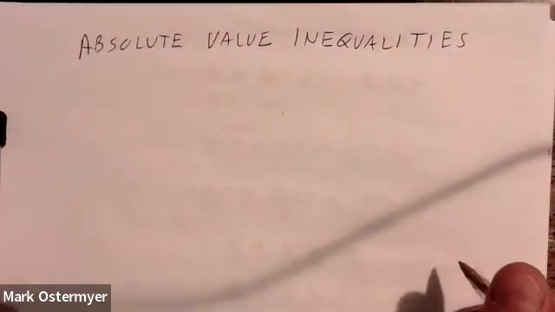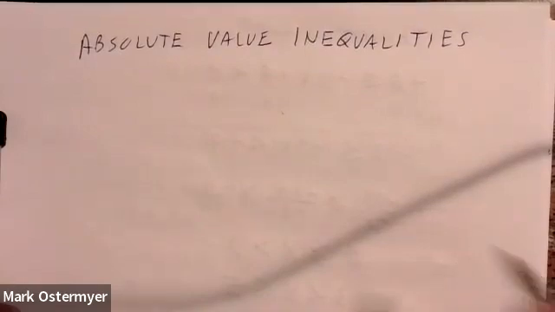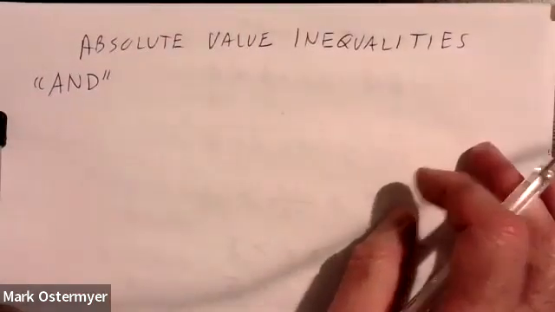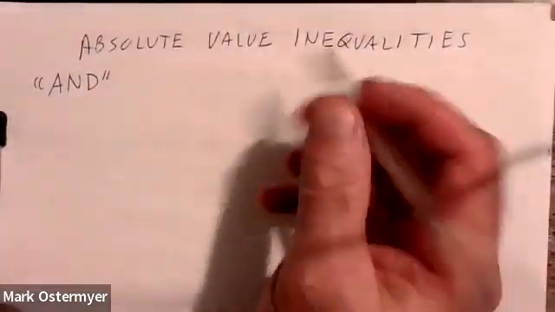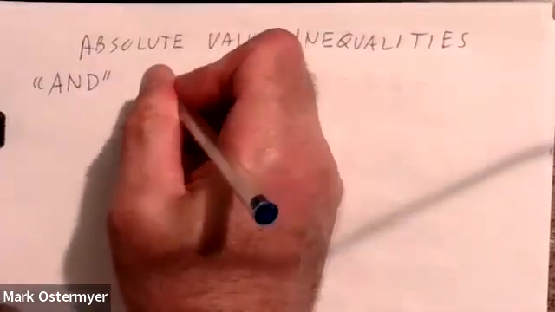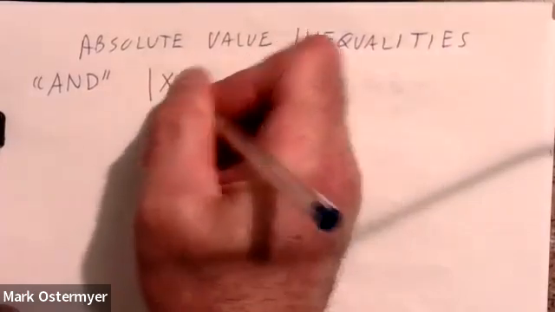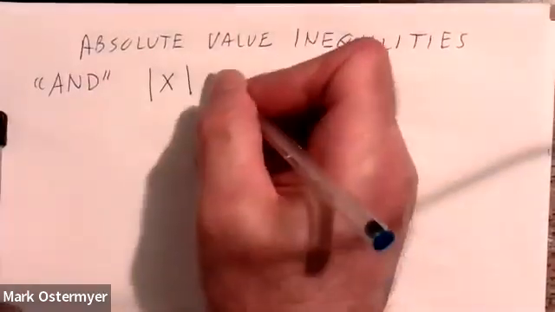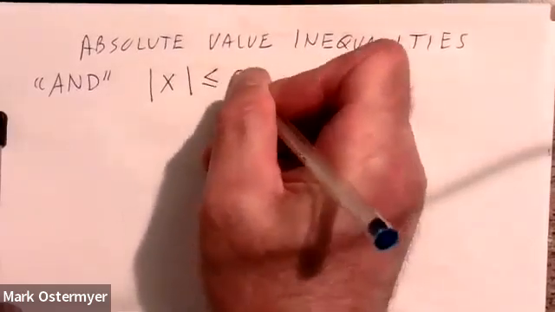There are two main types of absolute value inequalities. You have your AND types, and you have your OR types. Let's look at the AND types first. An AND type of absolute value inequality looks like this: the absolute value of x, or some expression in x, or some other variable, less than or equal to some real number C.